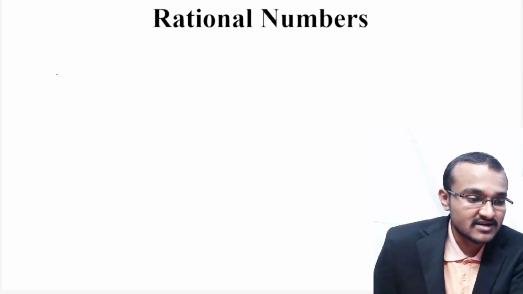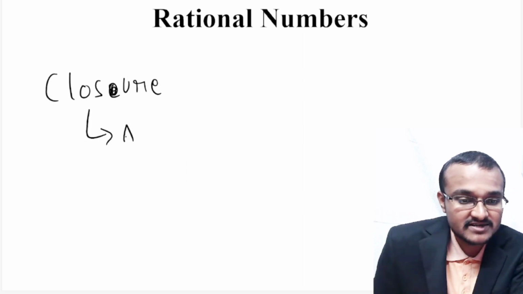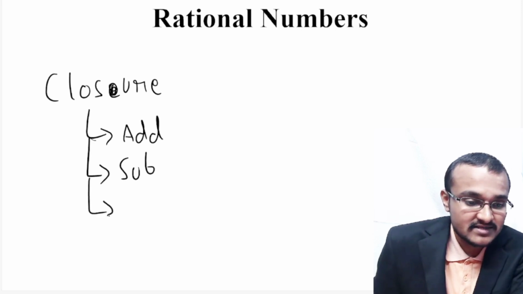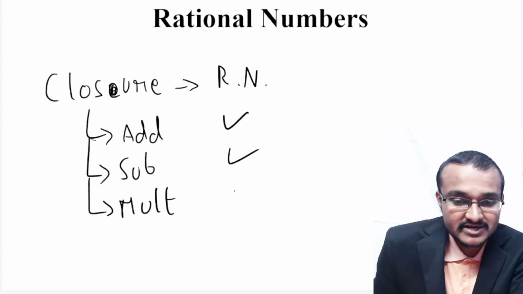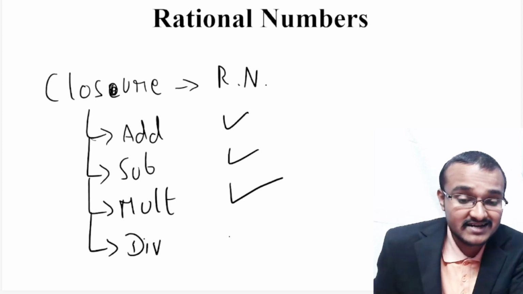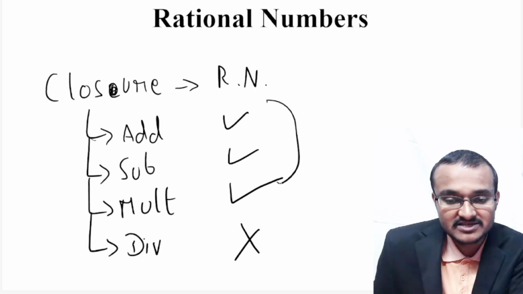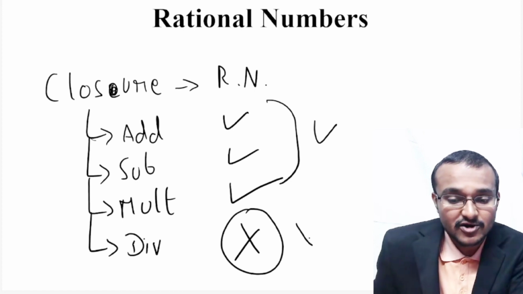So coming to the conclusion part of closure property for rational numbers, addition, subtraction, and multiplication were obeyed for rational numbers for this closure property. So addition was obeyed, subtraction was obeyed, multiplication was obeyed. But division, closure property under division, was not obeyed by rational numbers.